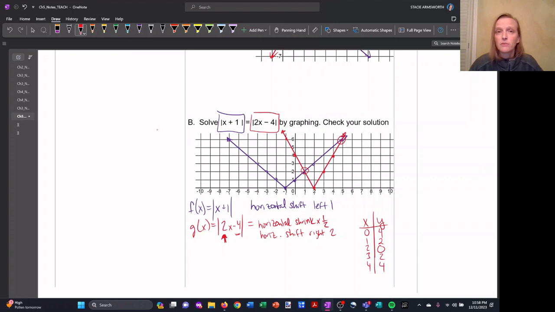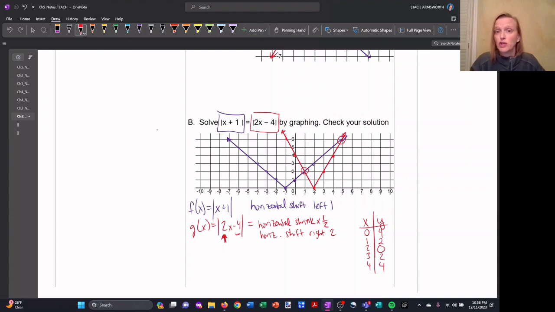Now, this is actually something we observed in chapter 1 when we were solving absolute value equations. Sometimes there were 2 solutions, sometimes there were 0 solutions, sometimes there was 1 solution. And by graphing, we can actually visualize why this is true. There are 2 solutions to this particular system.